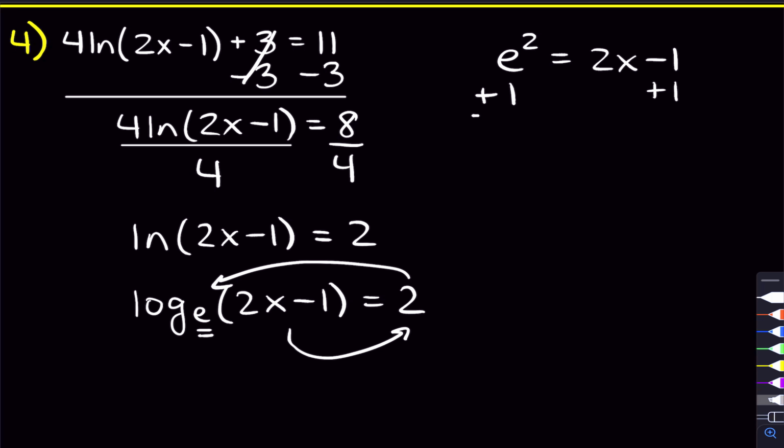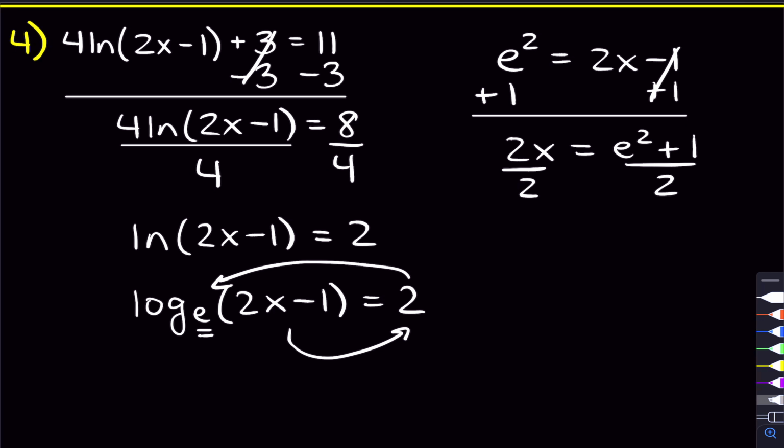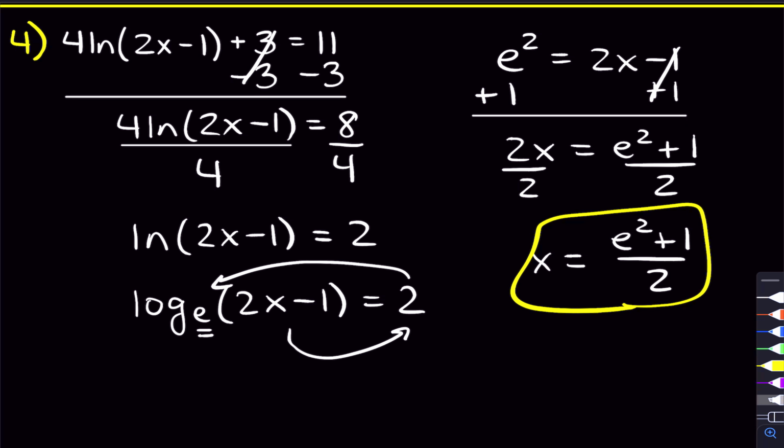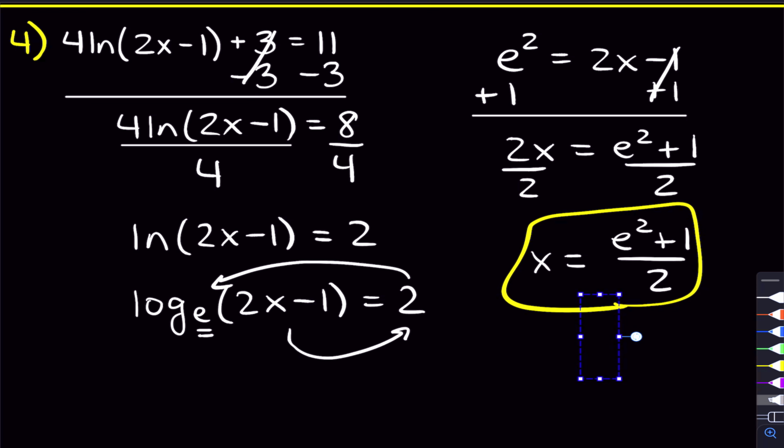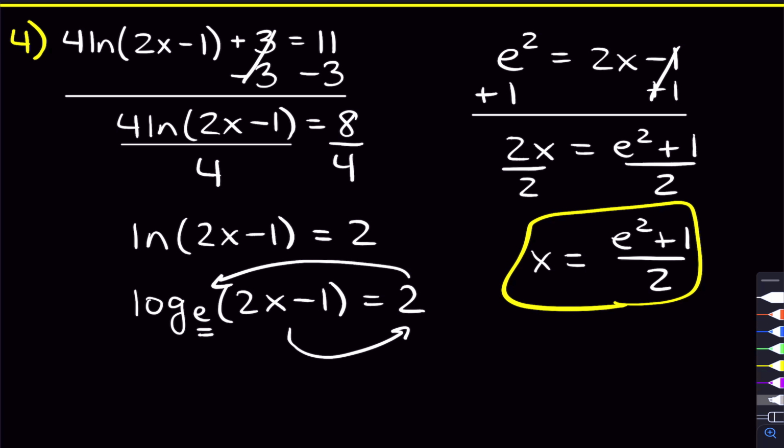First, we add 1 on both sides. And that'll give us that 2x is equal to e squared plus 1. And then all we got to do is divide by 2 on both sides. And that gives us x is equal to e squared plus 1 over 2, which you can just quickly plug into your calculator if your teacher wants that in the form of a decimal. Awesome. So that is problem 4 done.